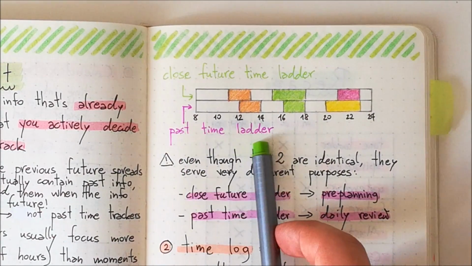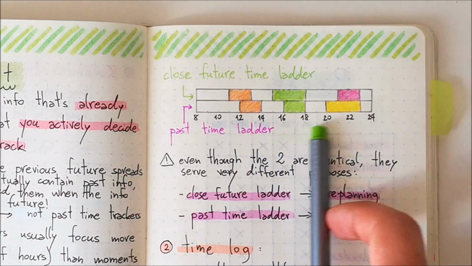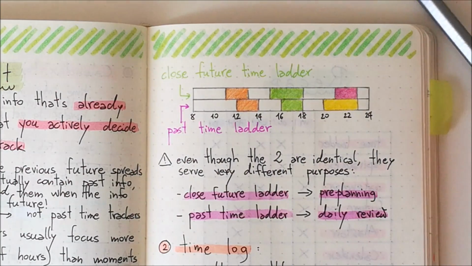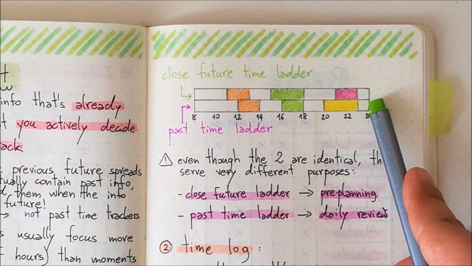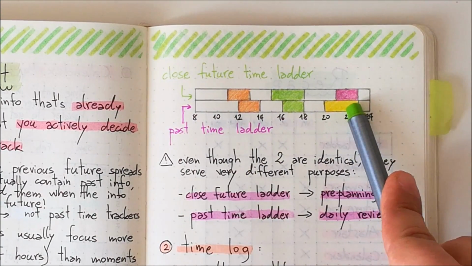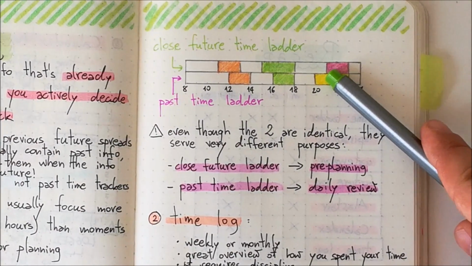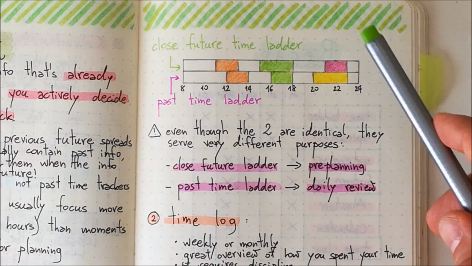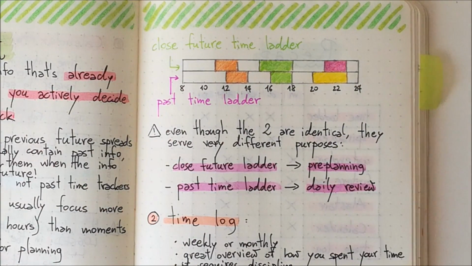And this is the past time ladder. You color in this ladder after the day occurred. And this way you can see the differences between what you had planned for the day and what you actually did. Now be careful, because even though these 2 are identical, they serve very different purposes.